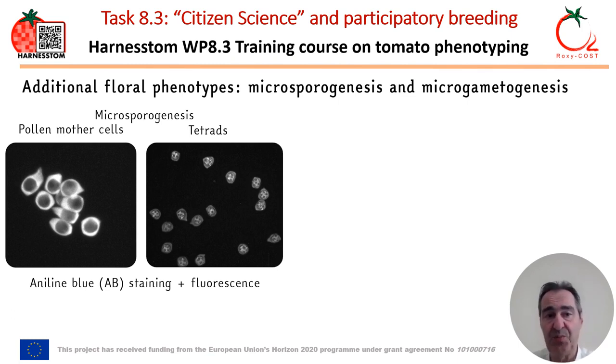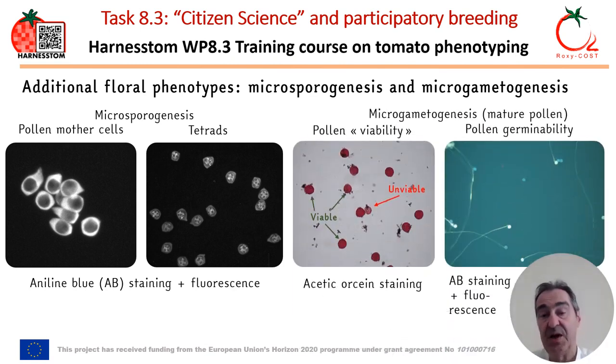To check the proper progress of microgametogenesis and pollen formation on mature flowers, pollen viability can be estimated with very simple stainings, for example with acetocarmine, and counting for normal and aberrant pollen grains. Finally, to check pollen germinability, you can adopt simple growth media to induce germination in pollen and to observe it with the callose staining again.